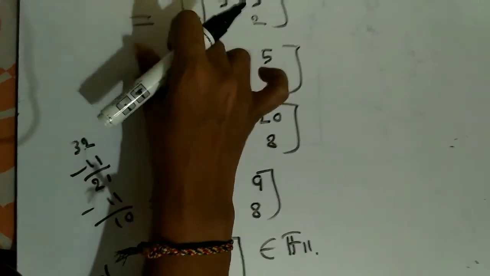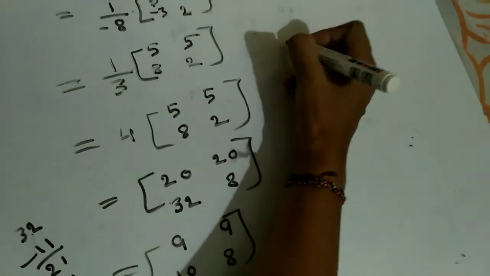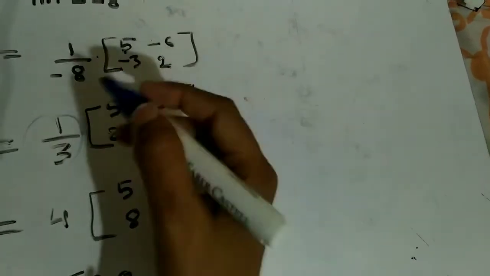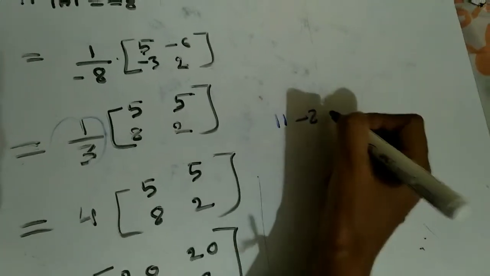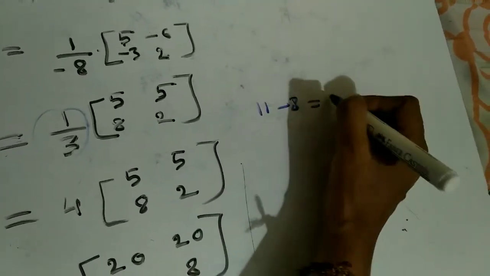Okay guys, do you get how I find these things? If you want to find this inverse, you just use the modulo method. Just look here, guys. This minus 8 does not belong to F11, so at that time we add 11 to it. Subtract this from the given number, which gives you 3.